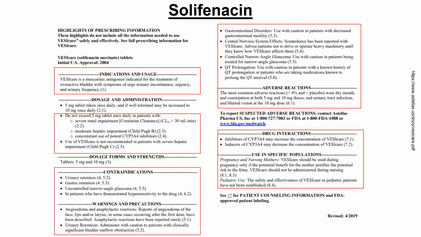We discussed that in the antiarrhythmic lecture. If you recall, it's like class 3. And there are a lot of drugs that can cause QT prolongation: antidepressants, antipsychotics, and other class 3 antiarrhythmics as well, like amiodarone and others. So you want to be careful in those individuals when prescribing this drug.